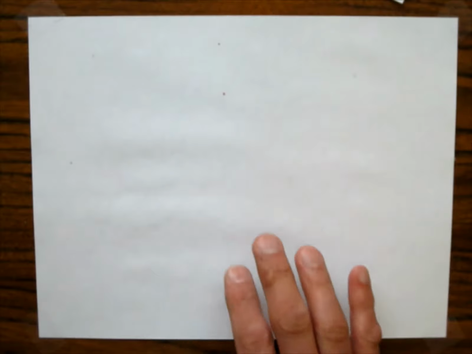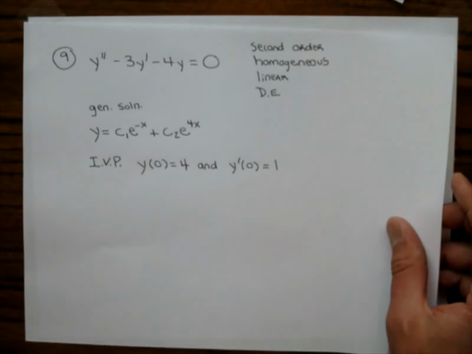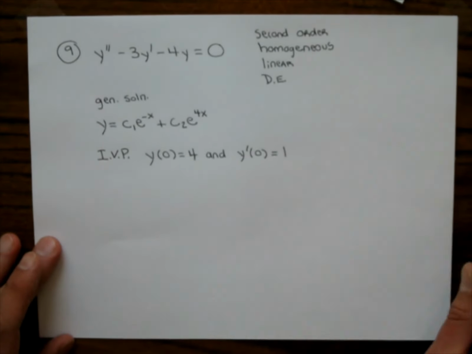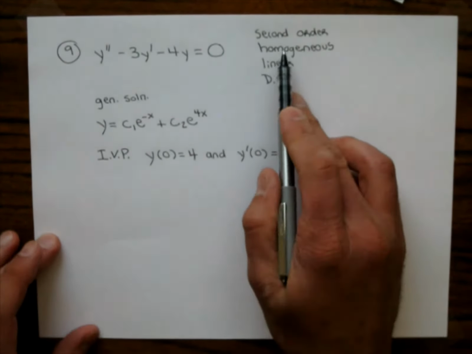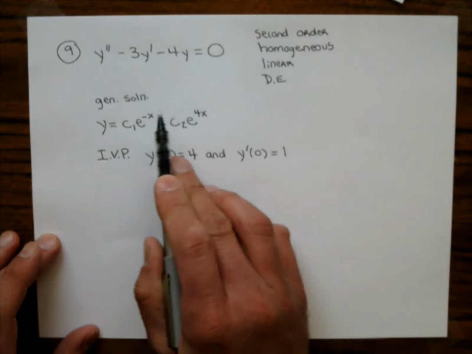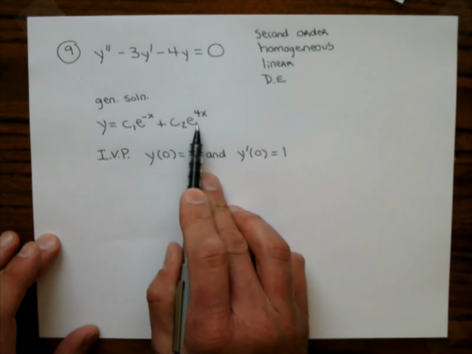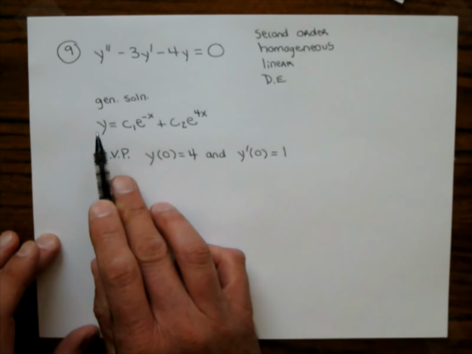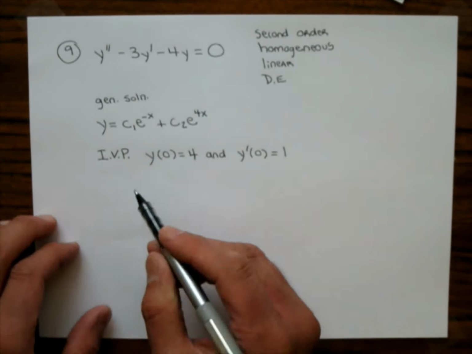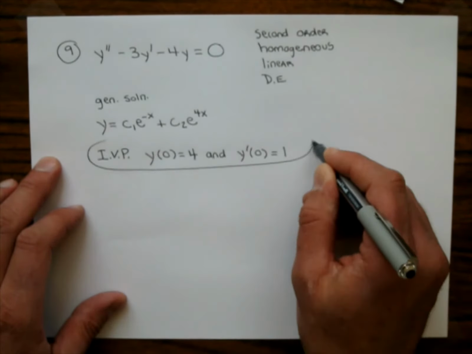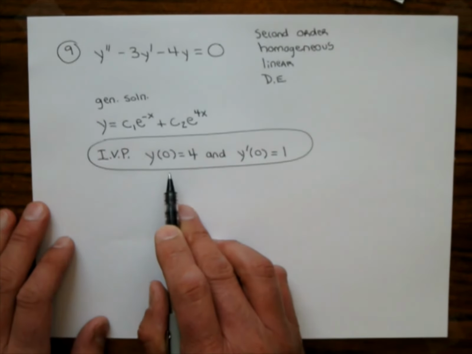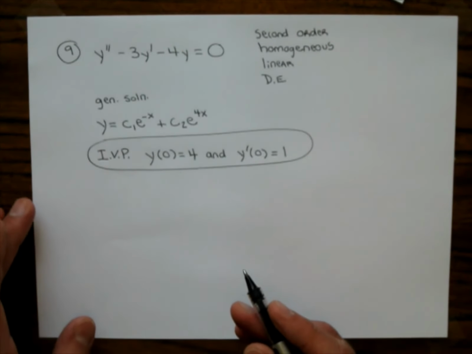Our next problem happens to look like this. It's the problem that we just did. So why would I give you the same problem? Well, this is a second order homogeneous linear differential equation. The general solution looks like this. It's also an explicit solution because it says y equals. What's new about this problem is I'm going to give you an initial value problem, and I want to make sure we know how to solve one of these because we've never done one in this class.